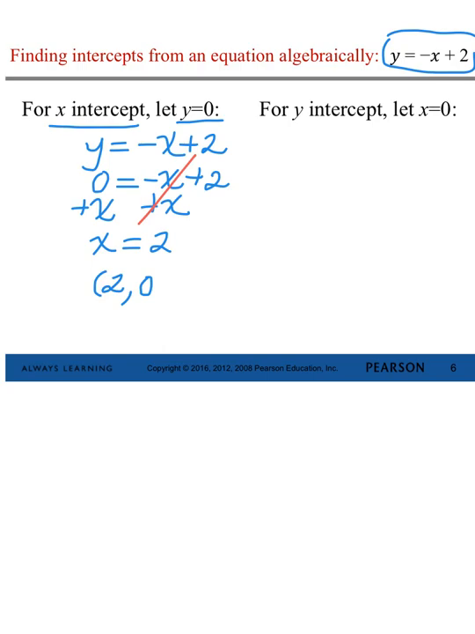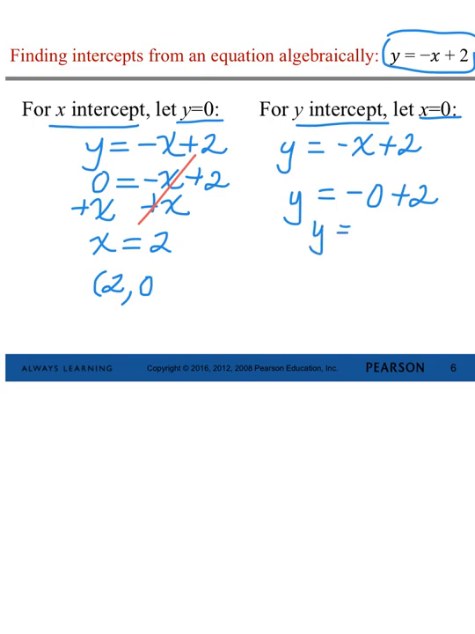Similarly, for the y-intercept, we're going to let x be 0. So we take the same equation, y equals -x plus 2, and we substitute in x equals 0. So then we have y equals -0 plus 2. And actually the truth of the matter is that 0 is neither positive nor negative, so the sign really doesn't matter. And we have that y is equal to positive 2. And that gives us the point 0, positive 2.